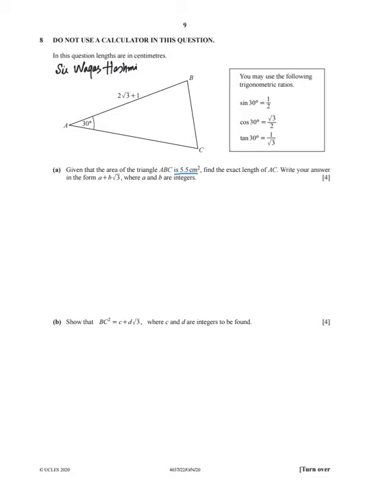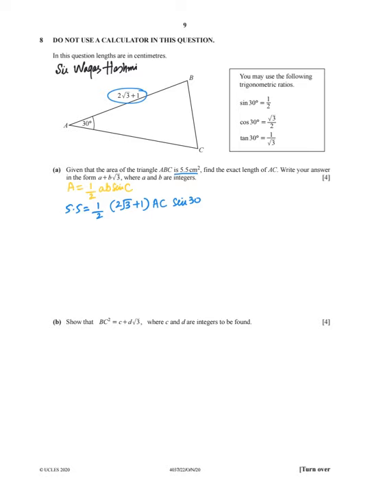Alright. The working formula to find the area is 1 upon 2 times the lengths multiplied by the sine of the angle between them. Alright. So in my case the area is 5.5, equals 1 upon 2. The first length we have is 2 root 3 plus 1. The second length we have is AC, and the working formula is sine 30. Alright. Now we need to simplify it.